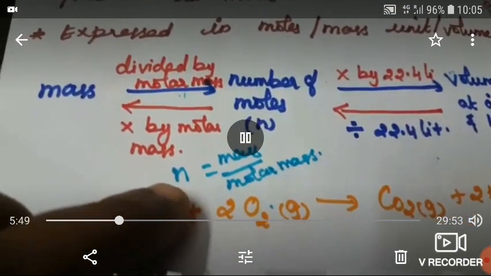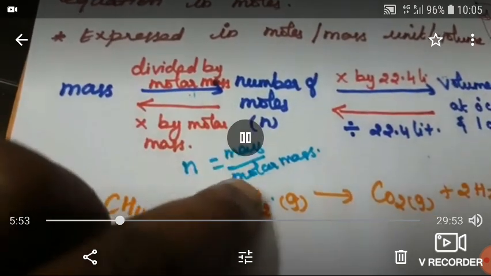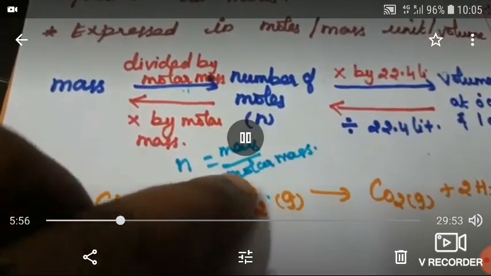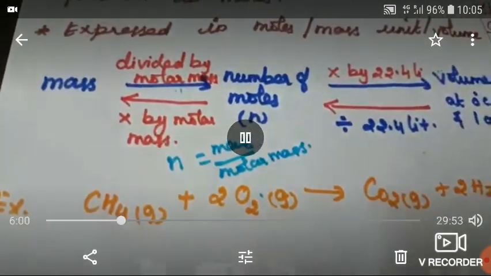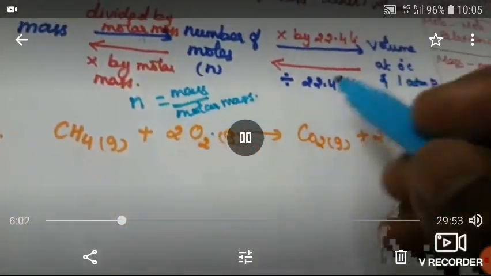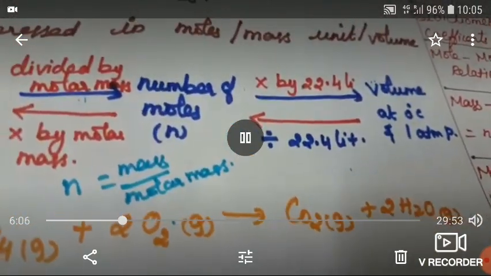n is equal to mass by molar mass. Okay, so this is another one, mass by molar mass. So the reason is mass divided by molar mass equal to number of moles. Next we are going to see number of moles is converted into volume. So how to convert it into volume?